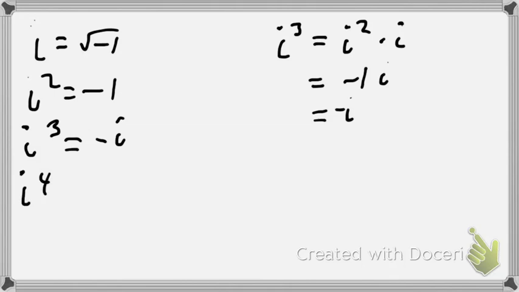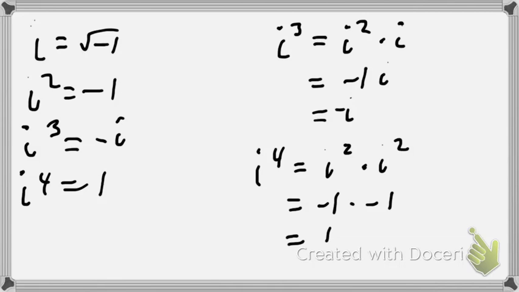I to the fourth, we can rewrite that as i squared times i squared. Well, i squared equals negative 1, so negative 1 times negative 1 equals 1. So i to the fourth equals 1. You go i to the fifth, so these things kind of cycle through every fourth, if you will. So i to the fifth will be what i equals, and so on.